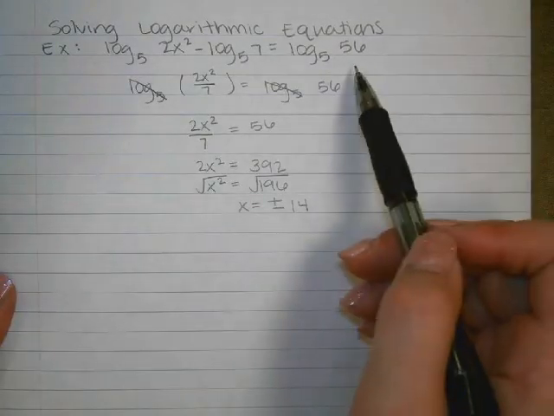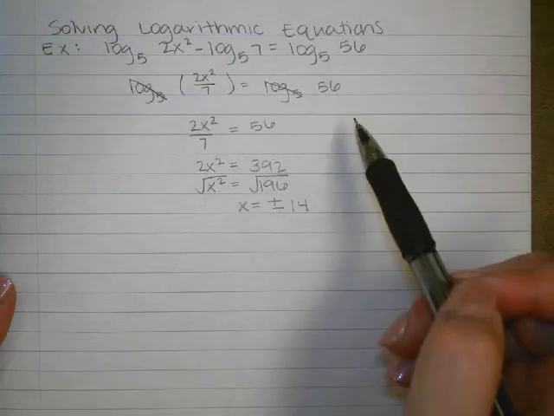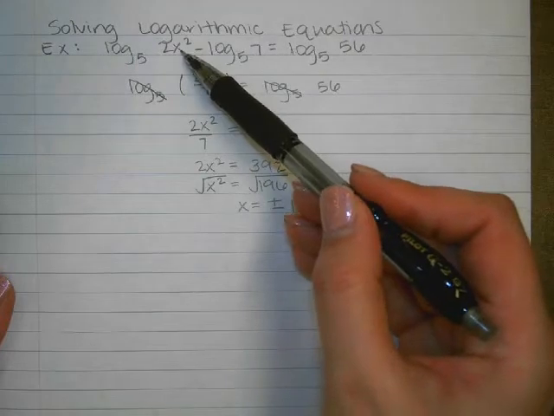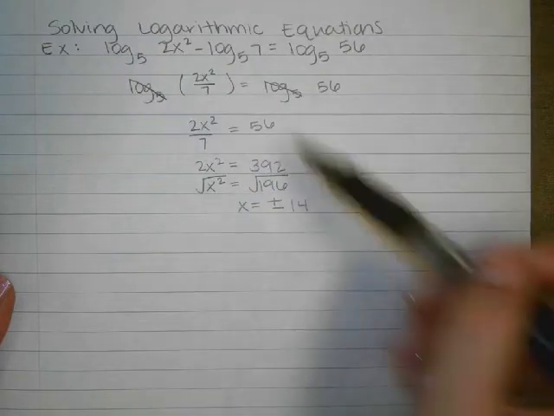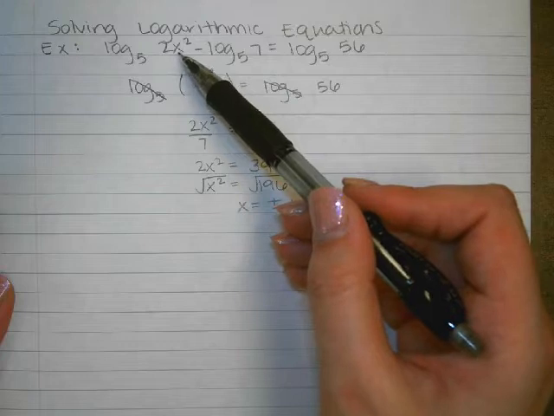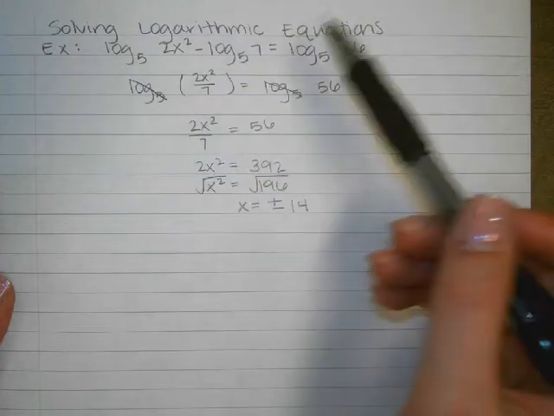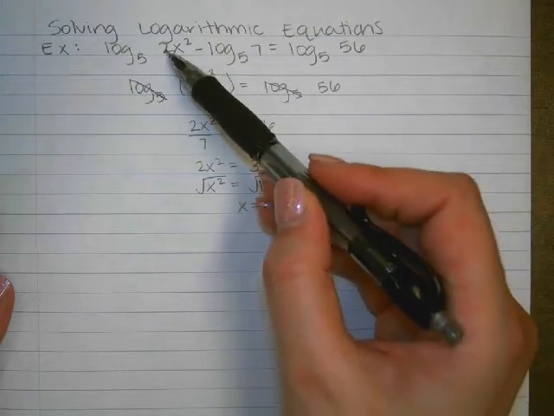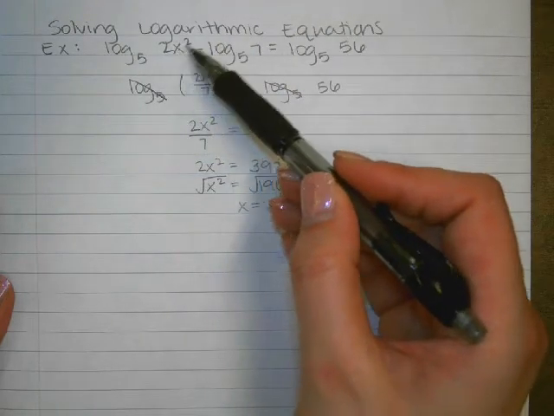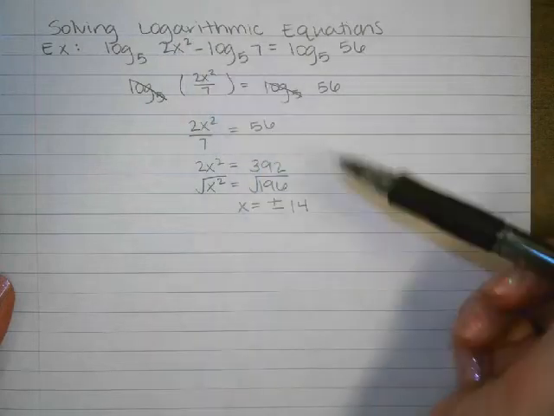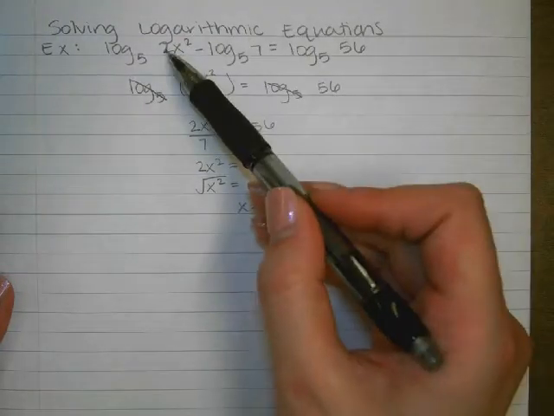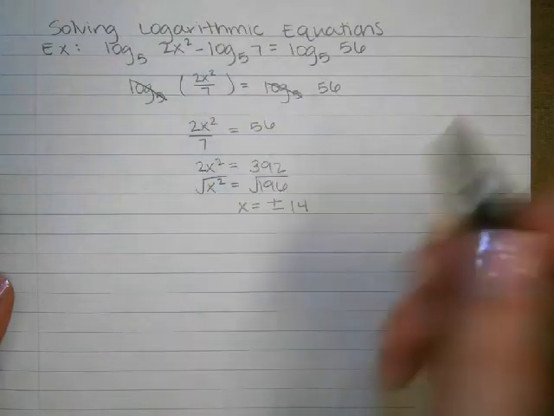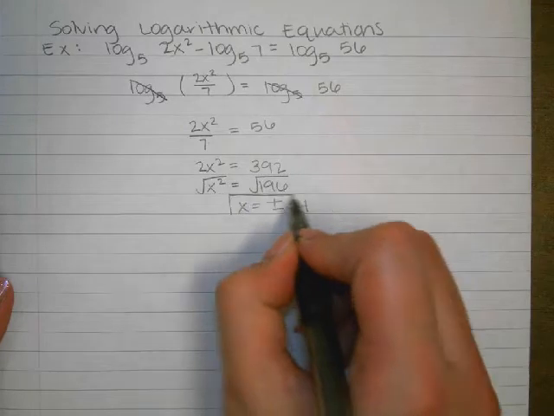So we don't necessarily have to check our answer, although we certainly could. What we do want to do, however, is make sure that when I plug in my x values of positive 14 and negative 14, that does not mean I'm trying to take the log of like negative 7 or something. That would not work. So if I plug in positive 14, I have 2 times positive 14 squared. That's certainly going to be a positive number. If I plug in negative 14, I have 2 times negative 14 squared. Again, that's going to be positive. So that means that both of these are good answers.